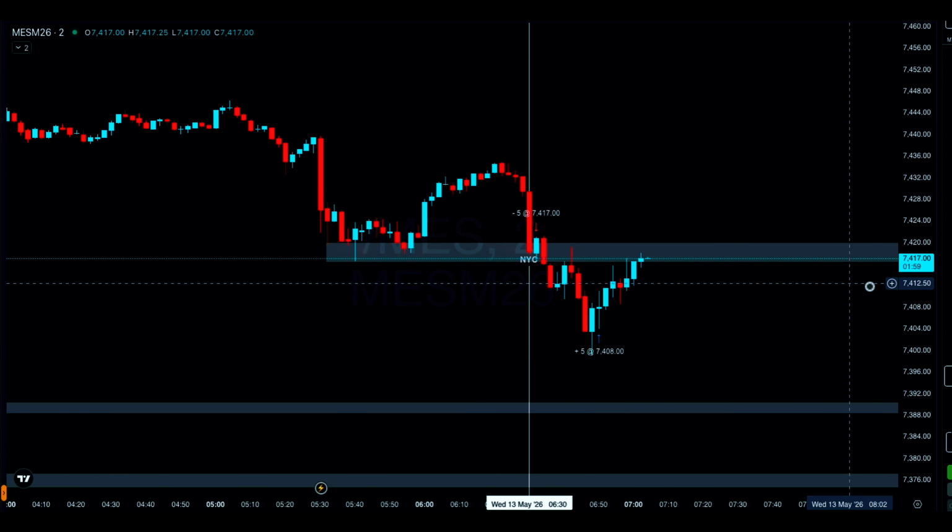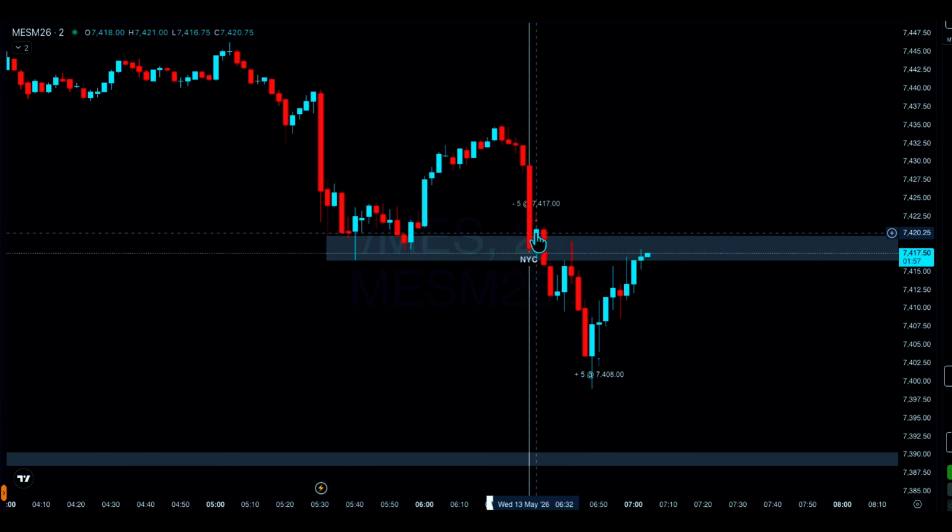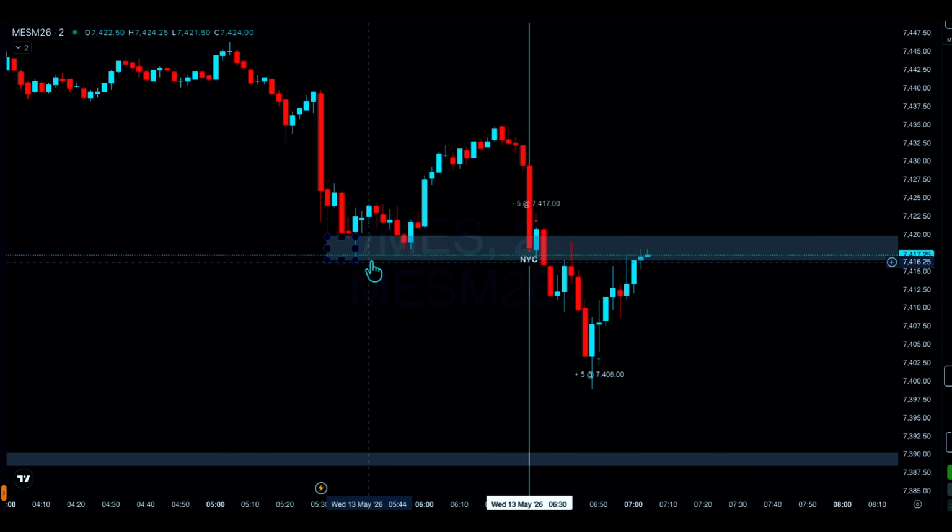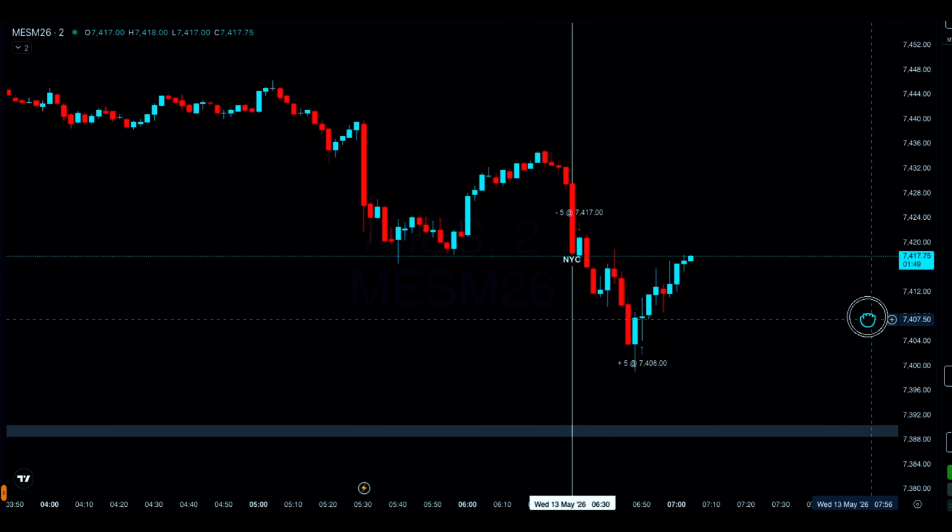But the level that we're going to go over and the trade that we're going to go over is this very simple short entry here to the downside, as well as how I identified this very simple level here. First, let's talk about the very simple level that I found.